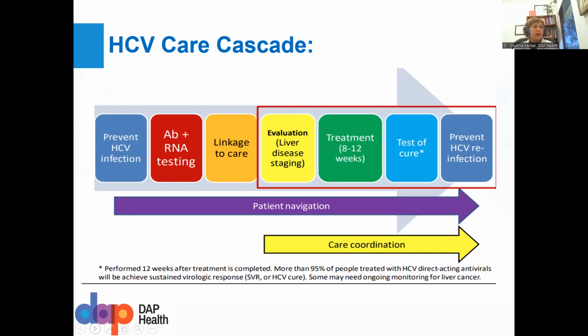So the Hep C care cascade: the part that was significant and easier to do was the one in the red block. From evaluation, when the patient actually presented in front of us, that part was the easiest. The ones prior to that, which are prevention, the antibody testing, the PCR testing, and the linkage to care, were the challenges. Next slide.